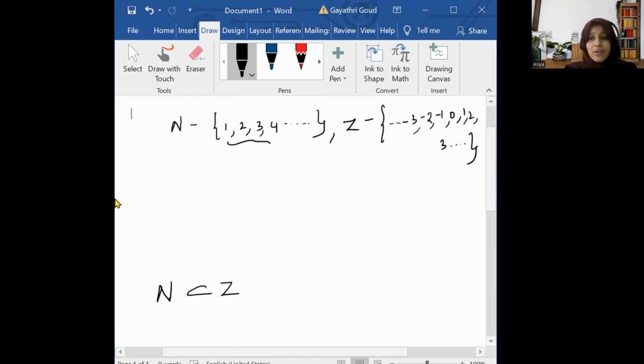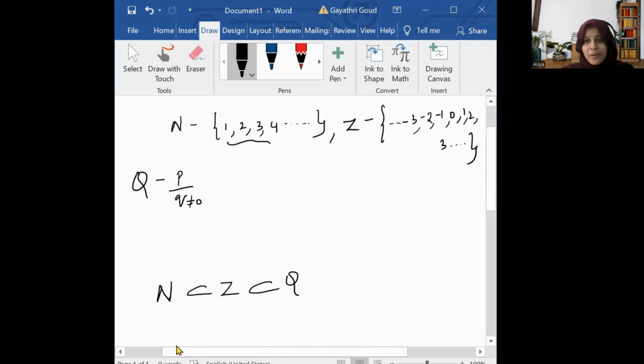Yes or no? Now we have learned the concept of rational numbers. What is a rational number? Any number that can be represented in p by q form where q is not equal to 0 is called a rational number. Yes, now we have also seen that these natural numbers and integers are my rational numbers. So can I write that all my integers are rational numbers?